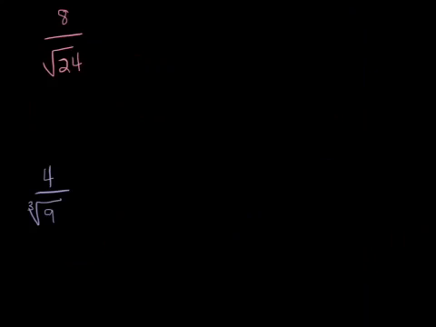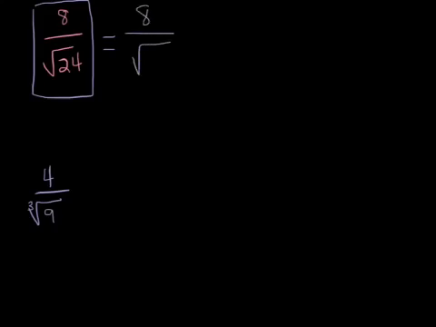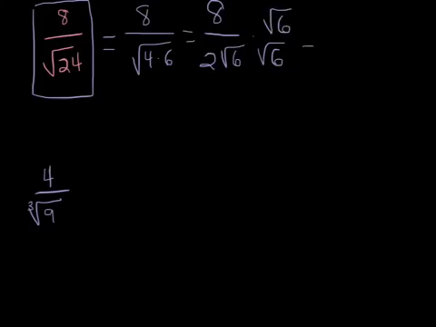Let's look at a couple more examples. So in our first example, we have 8 over the square root of 24. So what I'm going to do here is simplify my denominator first. And I know that 24 is the product of 4 and 6, 4 being a perfect square. So I can simplify this further to be 8 over 2 radical 6. So now I'm going to multiply my numerator and my denominator by radical 6. And I will get 8 radical 6 over 2 times 6.